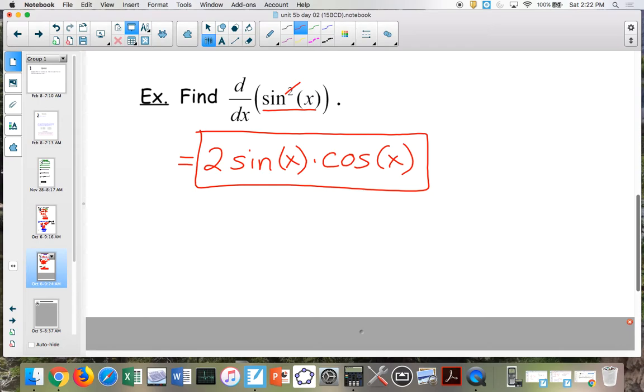We're done. Now you may recognize that from the double angle formula, and that happens to be the same thing as the sine of 2x. So if you wanted to be really clever, you could write it like that. Either one's fine.